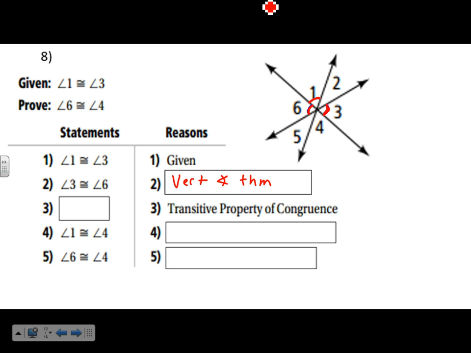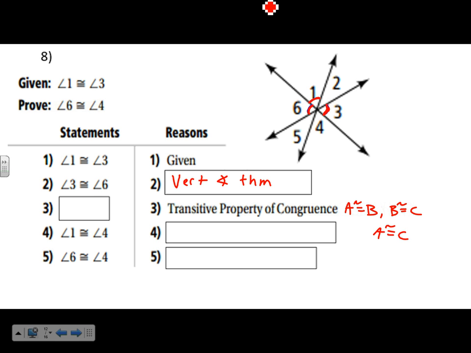Then this is the first one we had like this. We don't know what the statement is over here, but they gave us the reasoning: the transitive property of congruence. That's the one that was not plus. So we did it with equality. We said A is equal to B and B is equal to C. That means that A is equal to C. So for congruence, it's the same thing. They're just all congruent. So that's the property they're talking about.